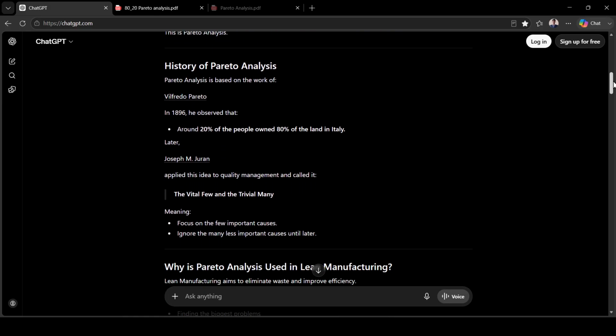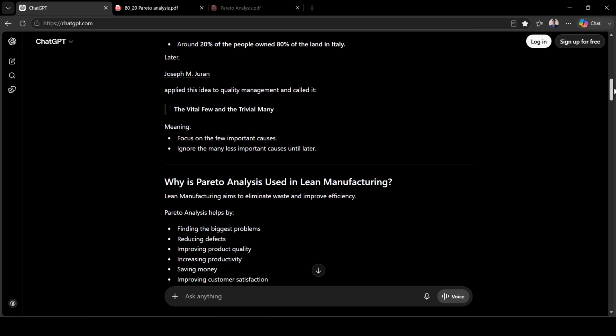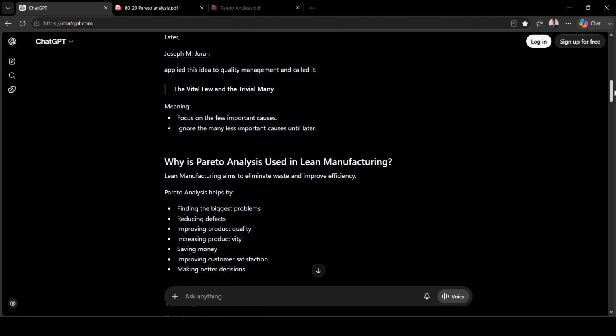Pareto analysis is based on the work of Pareto, and that is where the name comes from. The main meaning of Pareto analysis is to focus on the few important causes and leave the many less important causes until later.